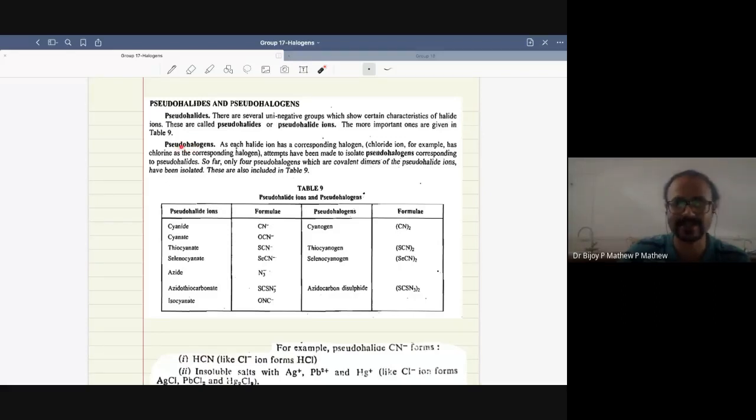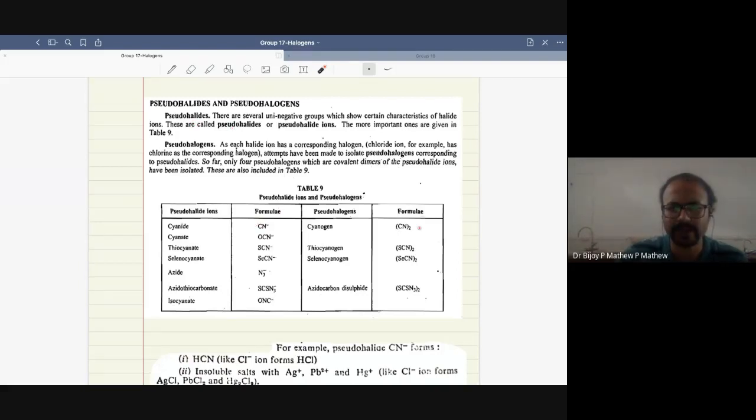If you look at these molecules, they look like a halogen molecule, but they are not halogens. That's why they are called pseudo halogens, and the corresponding halide ion would be called the pseudo halides. Just look into this table.